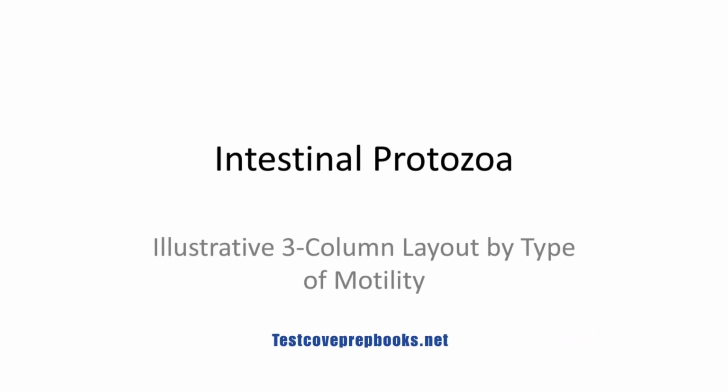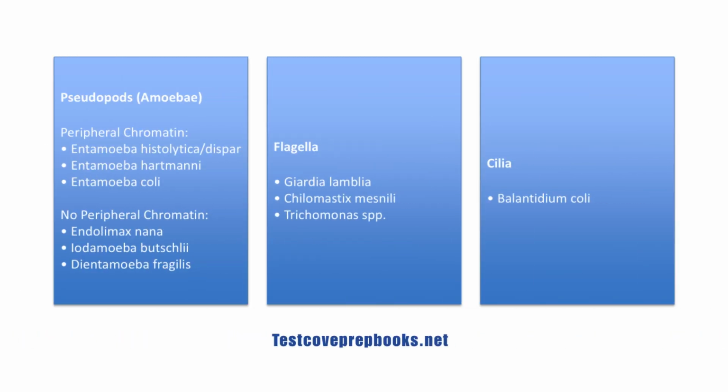Intestinal protozoa can be classified based on their type of motility. The first group uses pseudopods for movement. These are the amoebae. They are further divided based on the presence or absence of peripheral chromatin in the nucleus. With peripheral chromatin, we have Entamoeba histolytica/dispar, Entamoeba hartmanni, and Entamoeba coli. Without peripheral chromatin, we find Endolimax nana, Iodamoeba buetschlii, and Entamoeba fragilis.